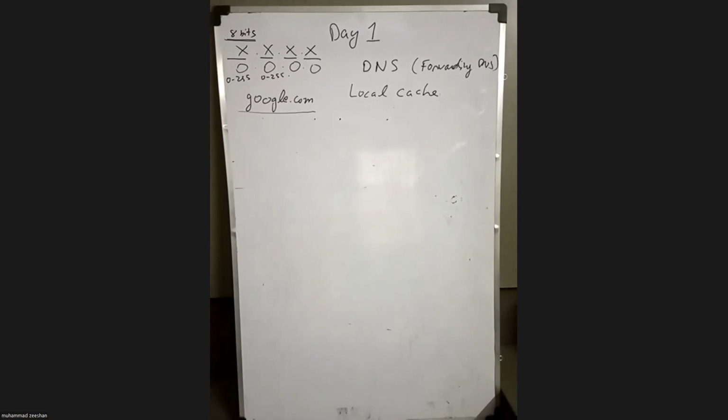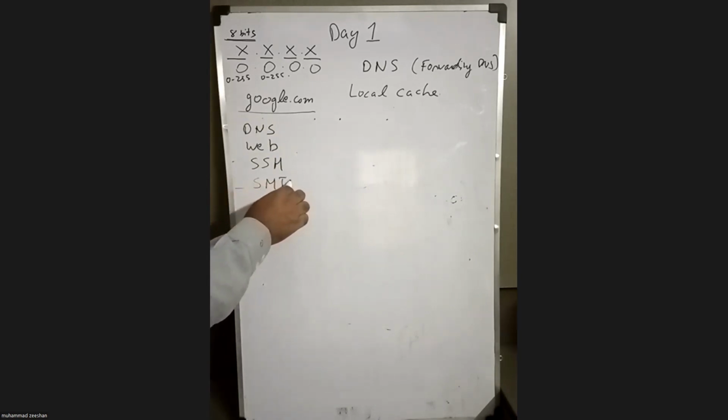So google.com. We were discussing the IP addresses. I think you guys should do some self-study also. Services like DNS is a service. There can be a web service. SSH is a service. SMTP, we were discussing it, Simple Mail Transfer Protocol. Maybe some of you have used Outlook for your emails.